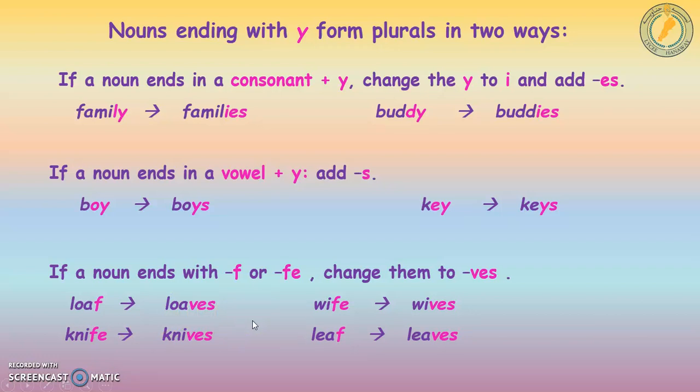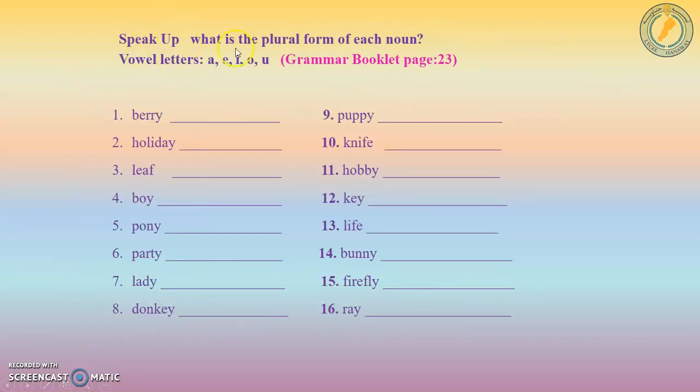Let's have some exercises now. It's grammar booklet page 23. So are you ready to start our work? Speak up. What's the plural form of each noun? Vowel letters are A, E, I, O, and U. Remember, words that end with Y preceded by a vowel, we keep the Y. Words or nouns that end with Y preceded by a consonant, we cross out the Y, then add IES.